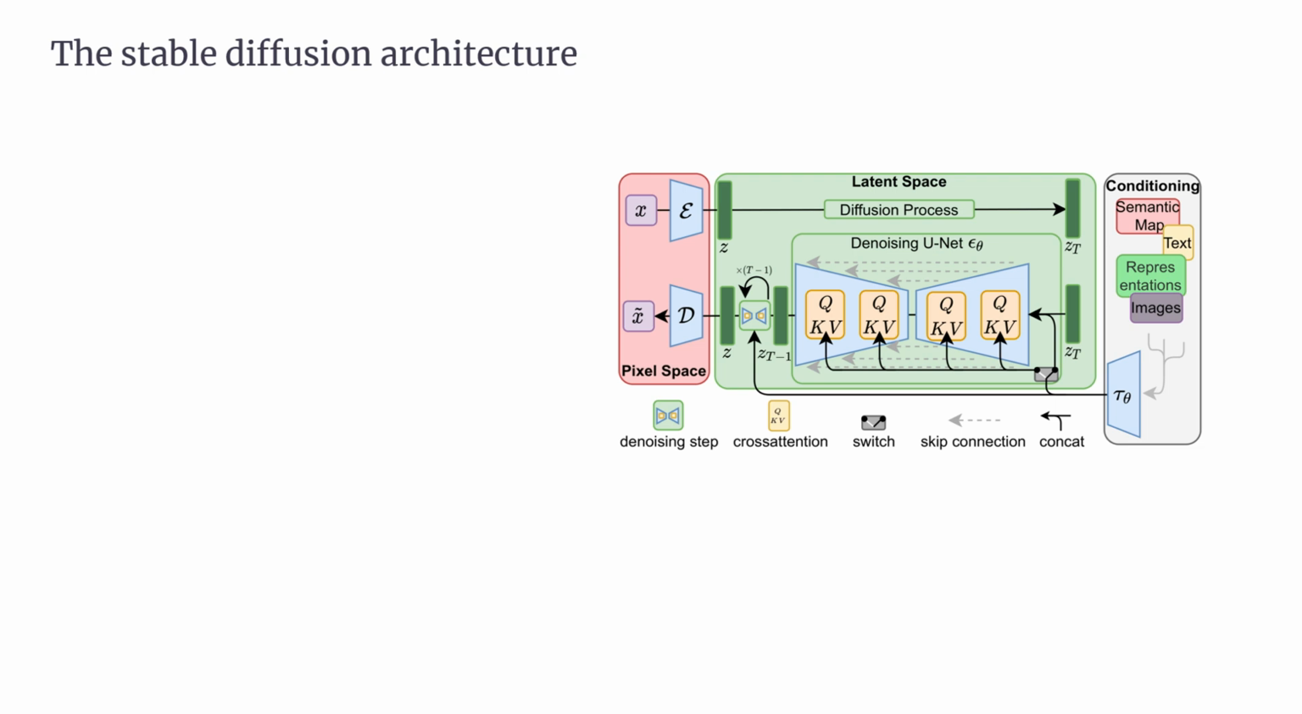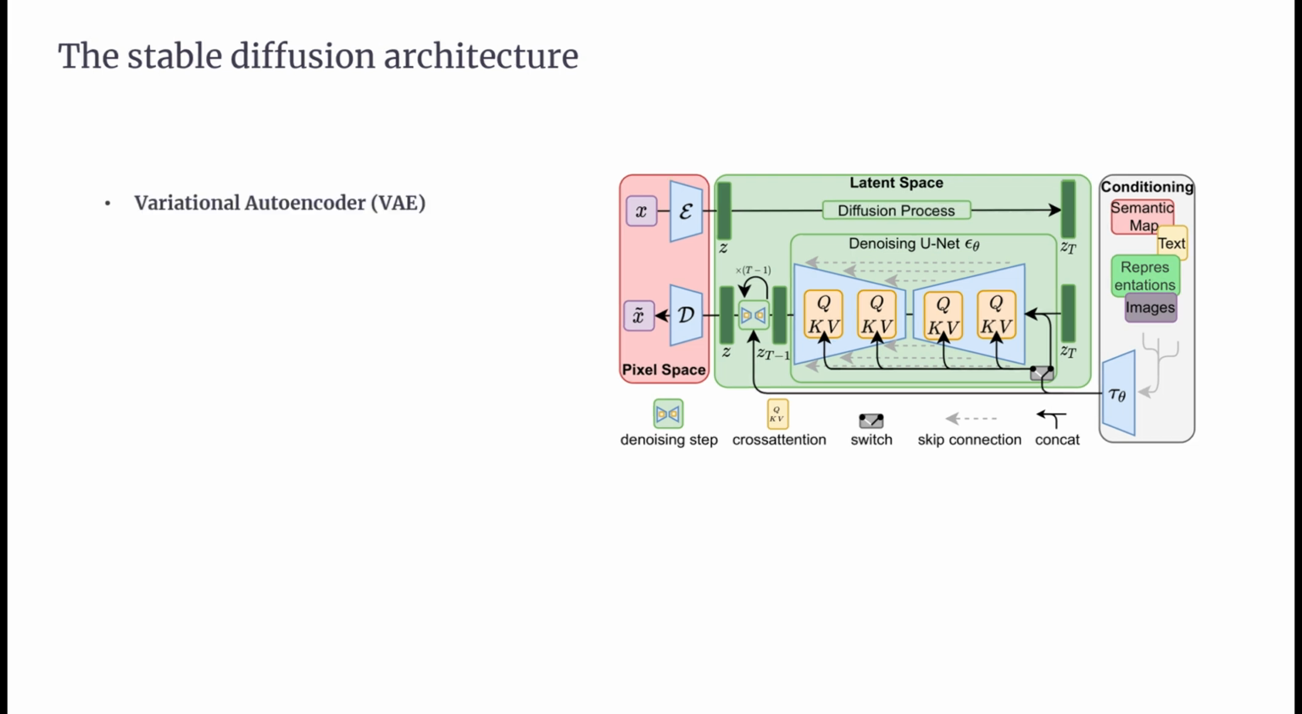Now let's break down how this architecture works step by step. The first, Variational Autoencoder, VAE. Let's start with the Variational Autoencoder, or VAE. The VAE is important because it handles image compression and decompression. It consists of 2 main parts.